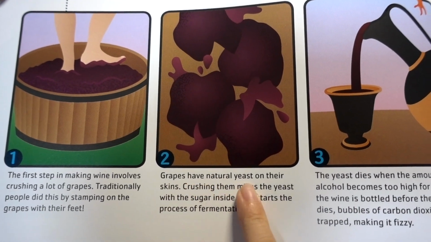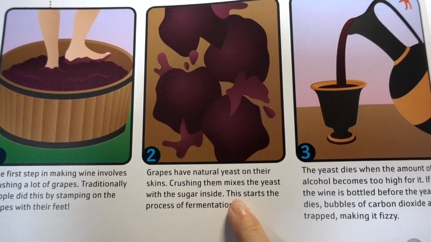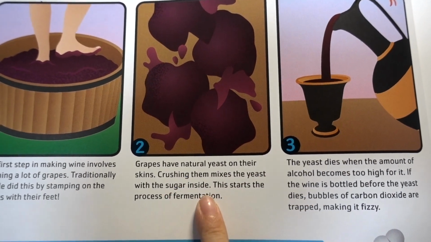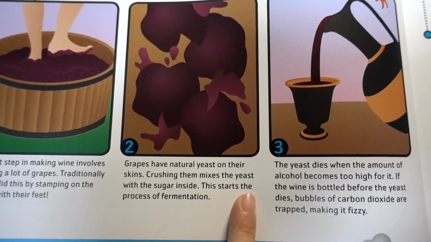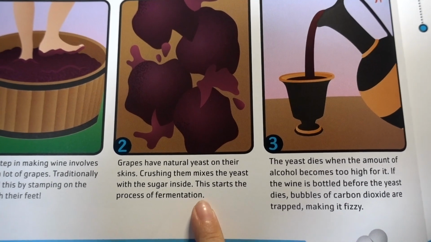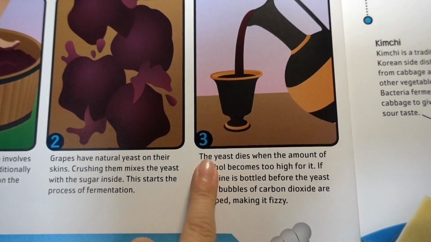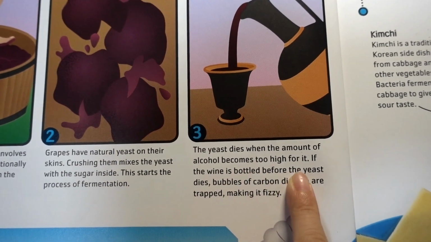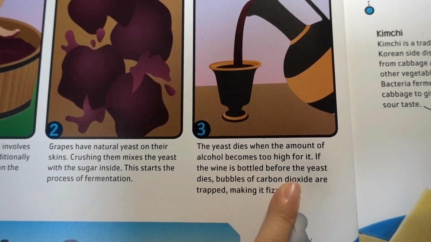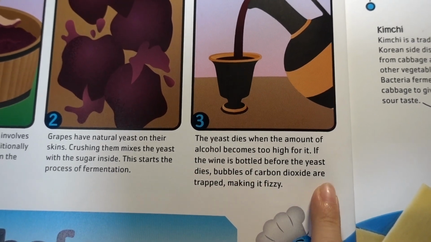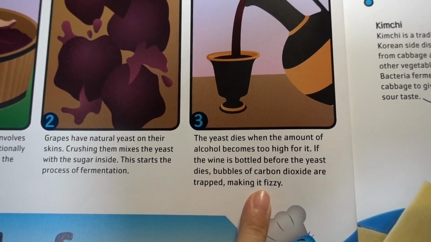Grapes have natural yeast on their skins. Crushing them mixes the yeast with the sugar inside. This starts the process of fermentation. The yeast dies when the amount of alcohol becomes too high for it. If the wine is bottled before the yeast dies, bubbles of carbon dioxide are trapped, making it fizzy.